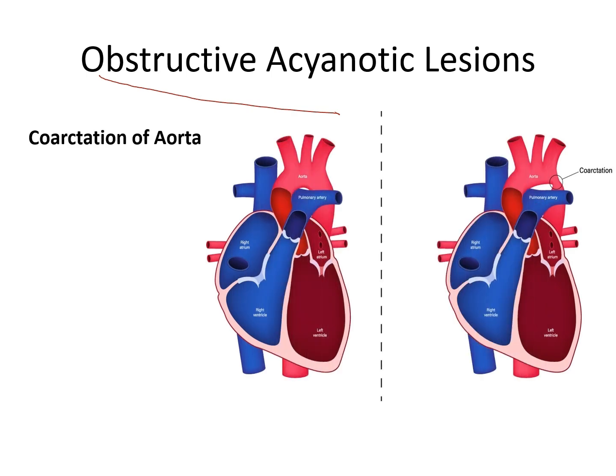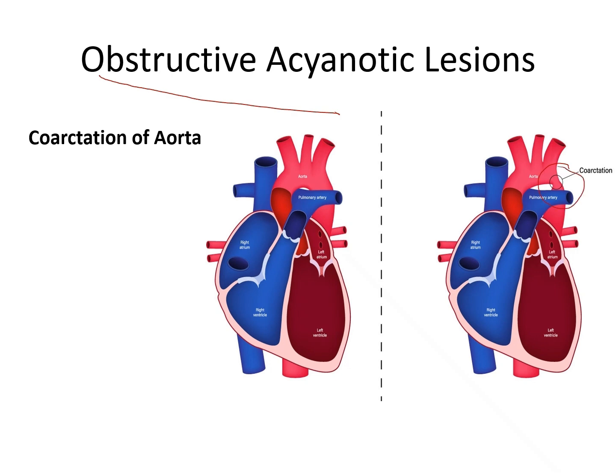Now, other than shunting, another cause of acyanotic congenital heart disease is obstructive acyanotic lesions. These are ventricular outflow or inflow obstruction. The pathophysiology of this is obstruction of forward blood flow. An example is coarctation of aorta, in which the blood flow from the left ventricle to the systemic circulation is obstructed. As we can see, there is a coarctation.